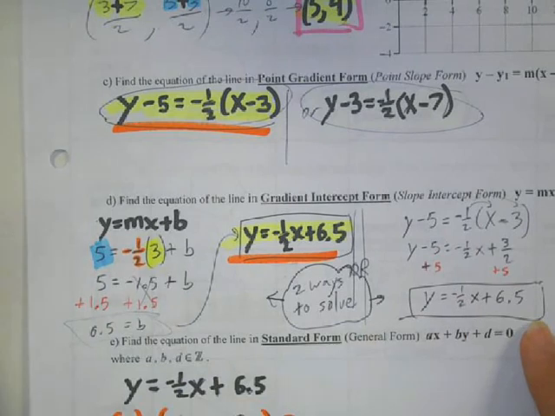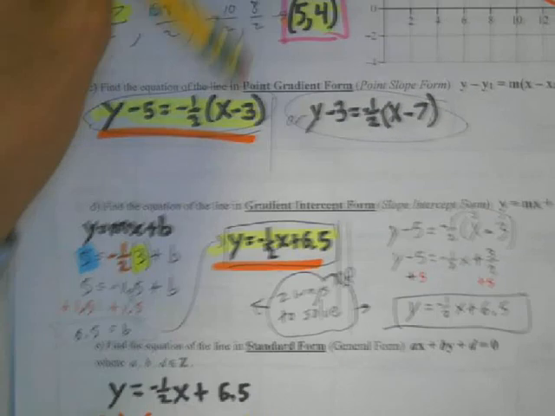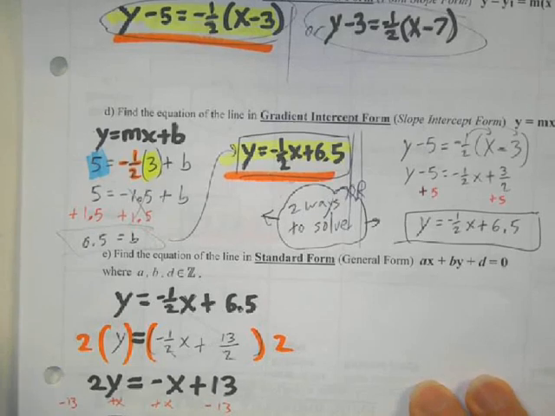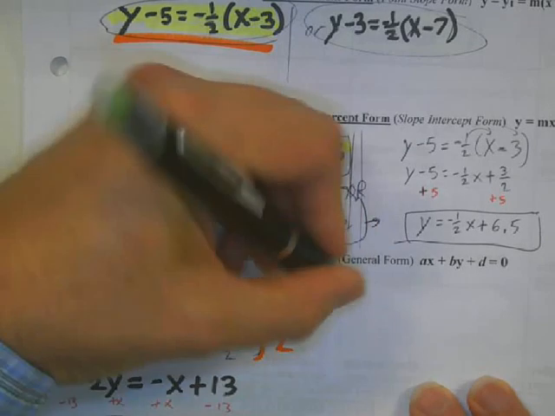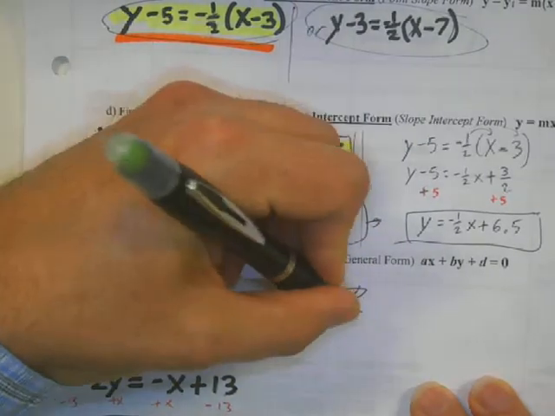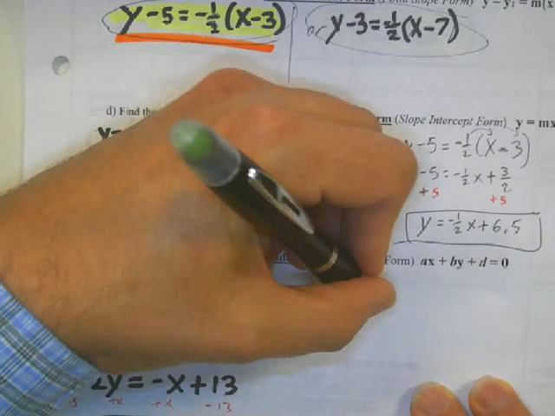Okay. Now, part E is something that we haven't done a lot of. Whenever you see the Z like this, Z means integers.